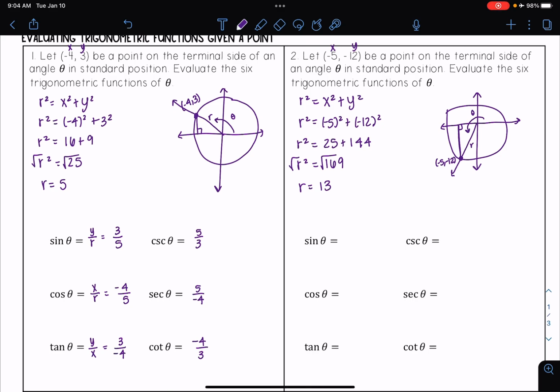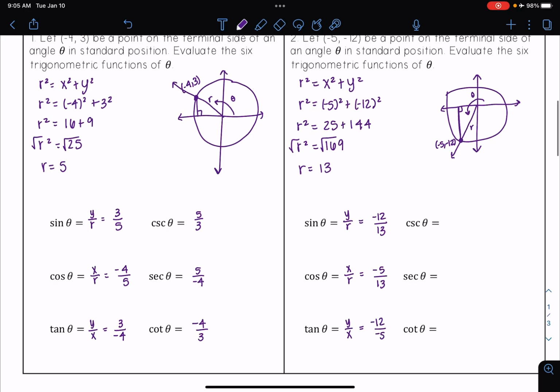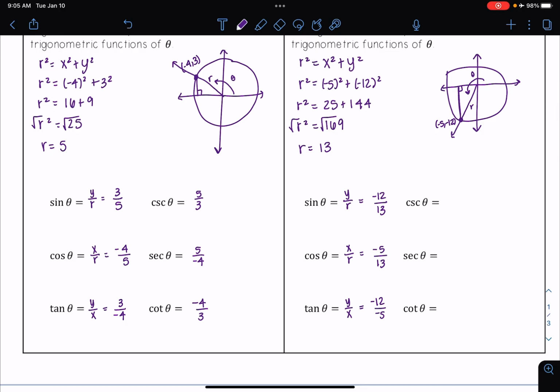And so now I can go ahead and plug those in. So I have sine of theta is y over r. Well, y we know is negative 12, and r is 13. Cosine of theta is x over r, and x is negative 5, and r is 13. And then tangent of theta is y over x, which is negative 12 over negative 5. However, when I have a negative in top and bottom of a fraction, those negatives cancel, so this is just going to be 12 over 5.